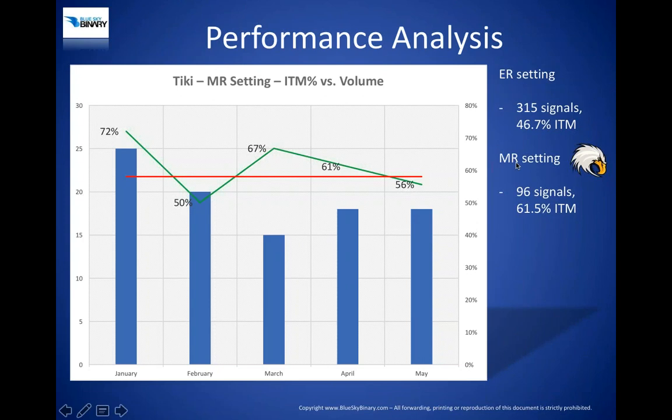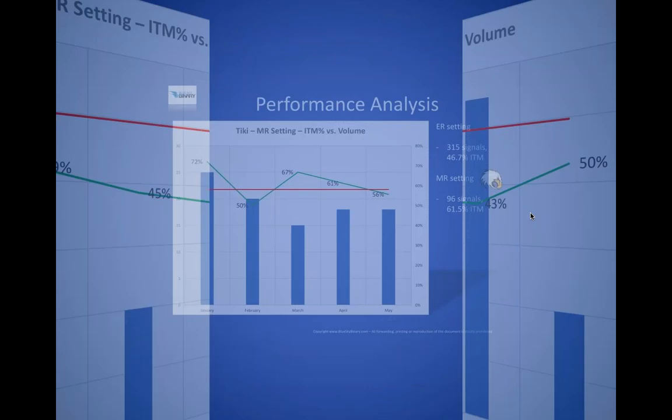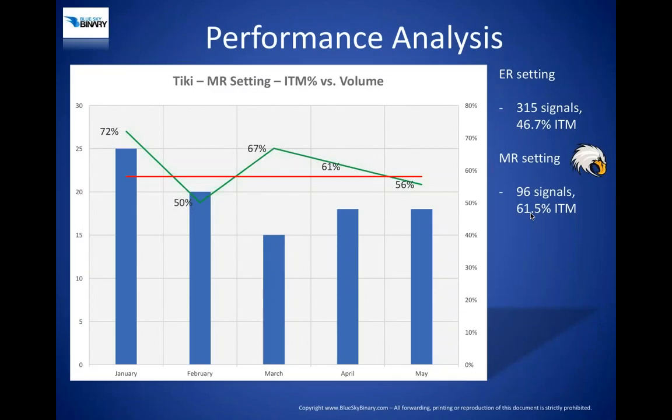So using Tiki on the MR setting, which is 96 signals over time, or a third of the volume. So instead of 4 signals a day, you're just getting one. You can crank out around 62% win rate out of Tiki, right? And the break even, remember, is 58% or so. So he becomes a profitable provider through the use of technology, right? And there's enough data here to support it. This isn't based on 15, 16 signals. This is based on hundreds of signals, right?